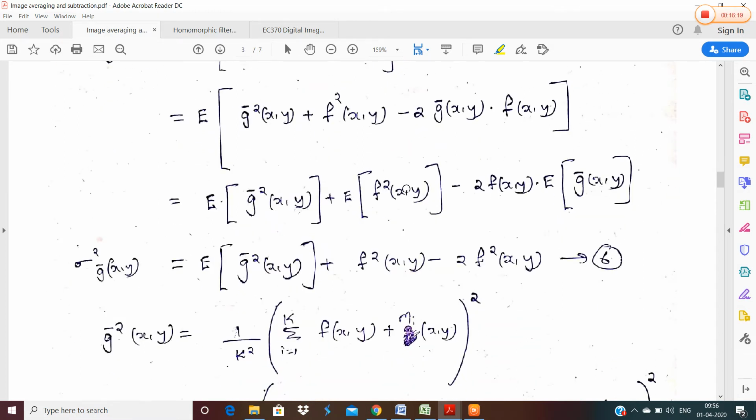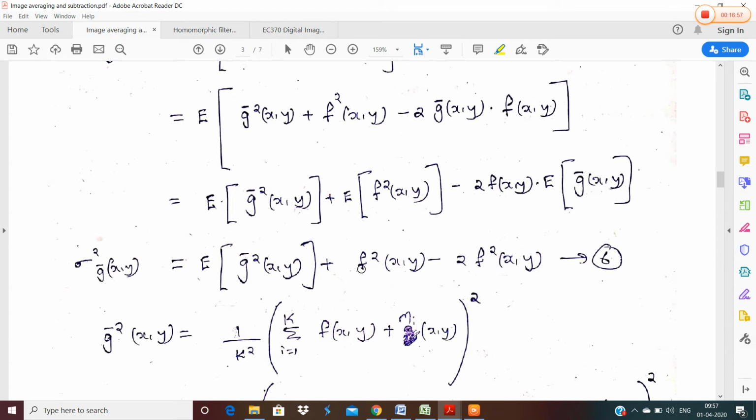Here, the expected value of f square of x comma y is f square x y itself, because this is a deterministic one. For the expected value of this quantity, 2 is a constant so you can take 2 outside, and the expected value of a into b is the expected value of a into the expected value of b. So the expected value of f will be the same as f itself. That is why you get 2 into f into the expected value of g bar, and you know the expected value of g bar is f itself, so it will be minus 2 f square.